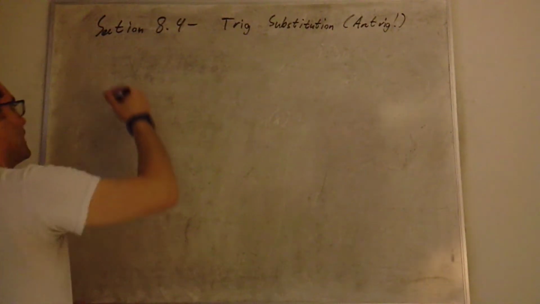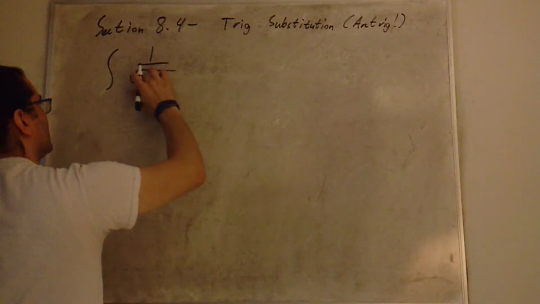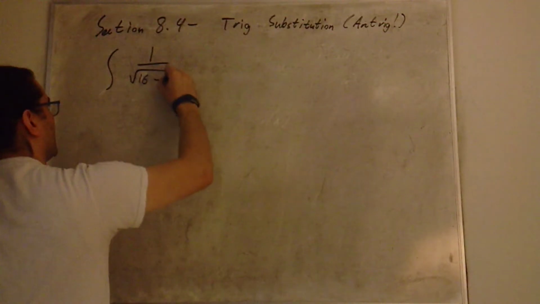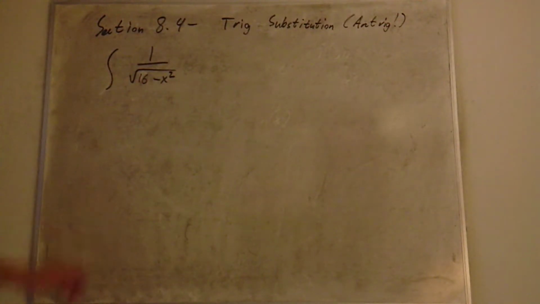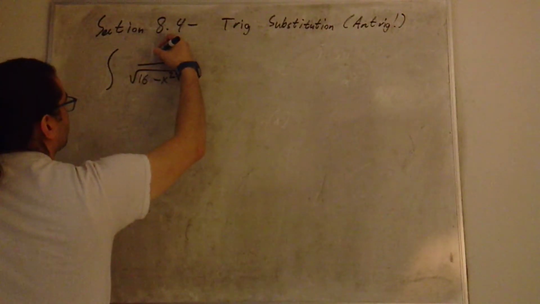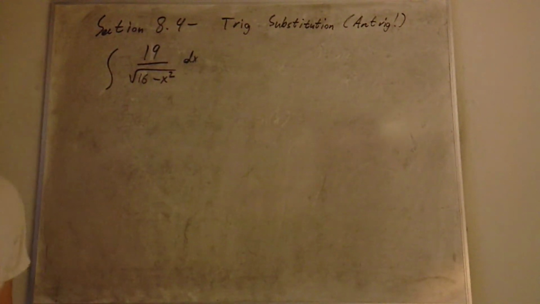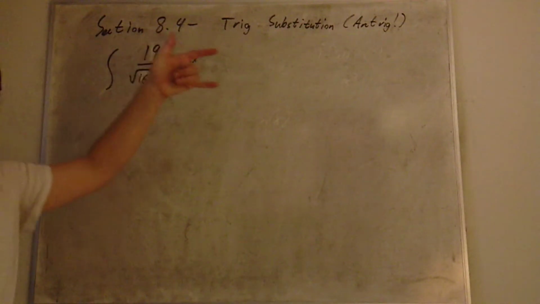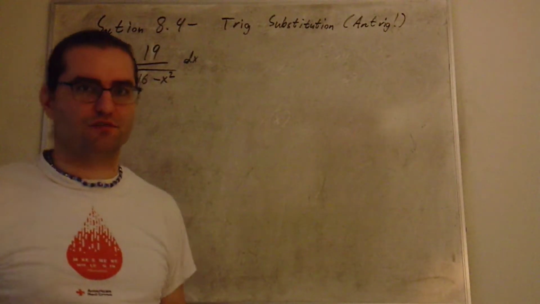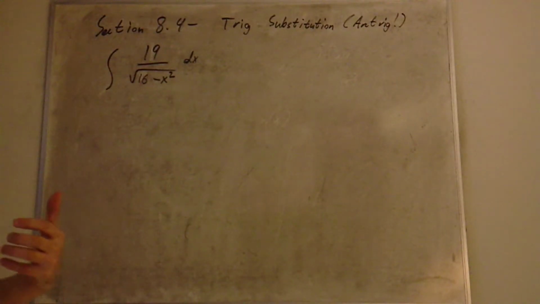First bit of excitement we're going to handle is what to do if there are other numbers involved. So I'm going to call this a 16 minus x squared. Let's make this a weird one too. Let's make this a 19. There you go. And we need a dx, of course. Okay, so it looks kind of like the last one, has the same sort of general format. There's a radical in the denominator with an x squared being subtracted. That's kind of all we need to start the trig substitution process.